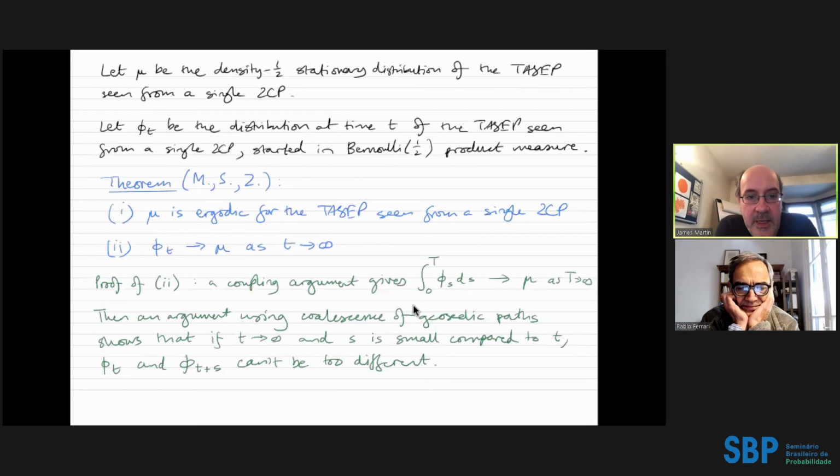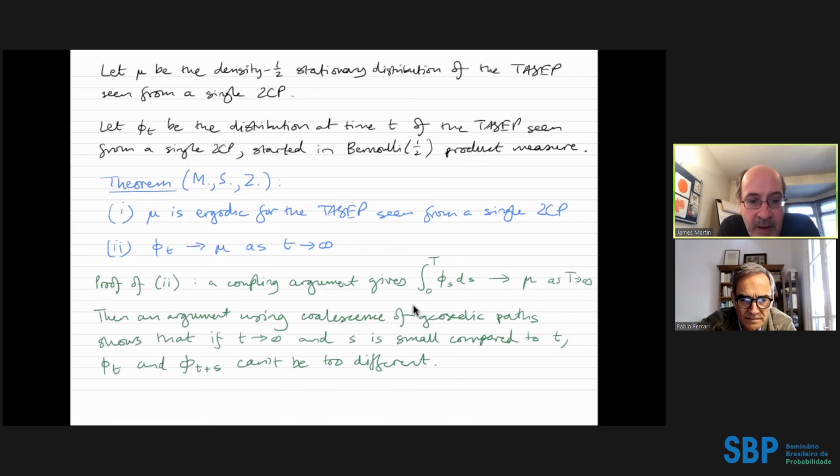Okay, so this is the kind of result we need. We're going to start the TASEP seen from a second class particle from Bernoulli product measure. So let mu be this stationary distribution, and let phi t be the distribution at time t. It seemed obvious that this must be the case, but this doesn't seem to have been known before, and at least our proof of this is quite involved. It doesn't seem to be a very easy thing to show: phi t converges to mu as t goes to infinity. So if you start in product measure and you let time evolve, then you are converging to the stationary distribution as seen from a second class particle. And along the way, we show that this measure mu is ergodic for the process seen from a second class particle.